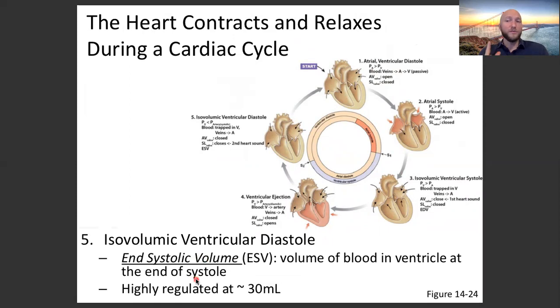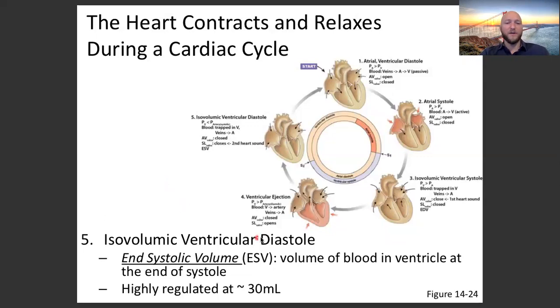Students get those two mixed up. Put stars next to those two. Students get those two mixed up all the time. So here's your heads up, here's your warning. Make sure you know the differences between those two. Know that end diastolic volume is larger than end systolic volume. Don't get those two mixed up. It's common.